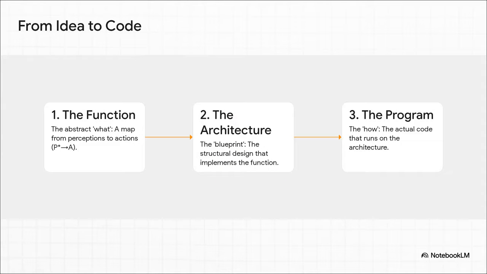You can really think about this in 3 layers. At the very top, you have the function. That's the big idea, the what. Something like navigate from point A to point B. Way down at the bottom, you have the program. That's the how, the thousands of lines of code running on the machine. But that all-important piece in the middle, that's the architecture. That's the blueprint that connects the big idea to the actual code.